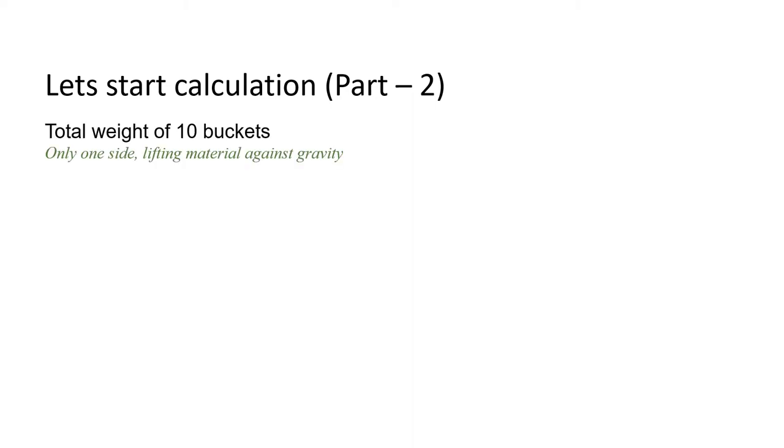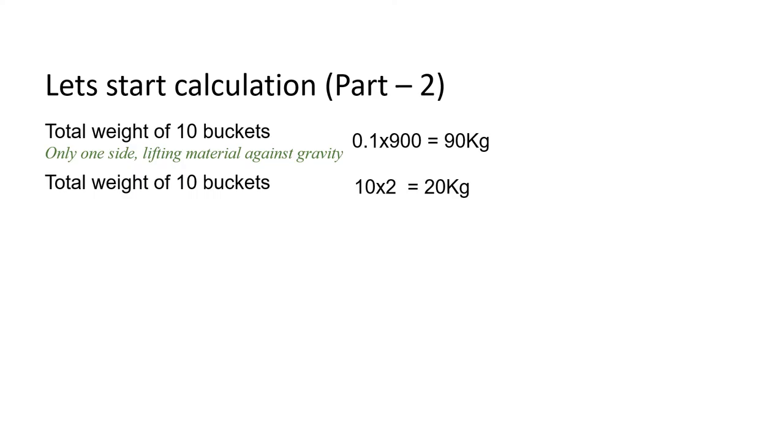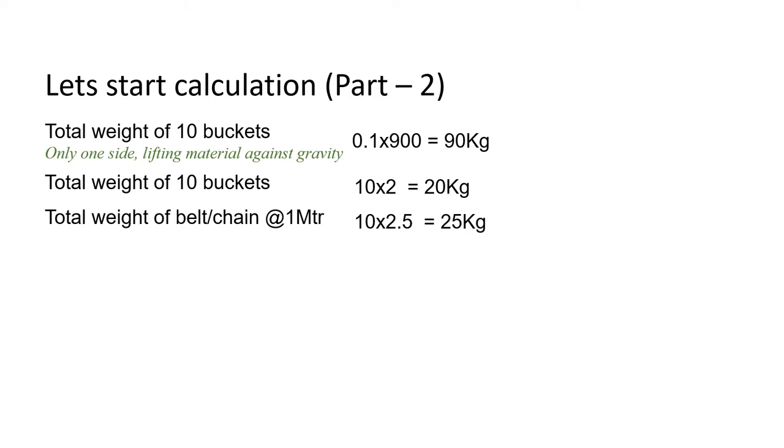The total weight of 10 buckets, we have 90 kg, and the total weight in 10 buckets we have 20 kg. The total weight of belt, it was 25 kg, and the total gross weight, all of them we have 135 kg.